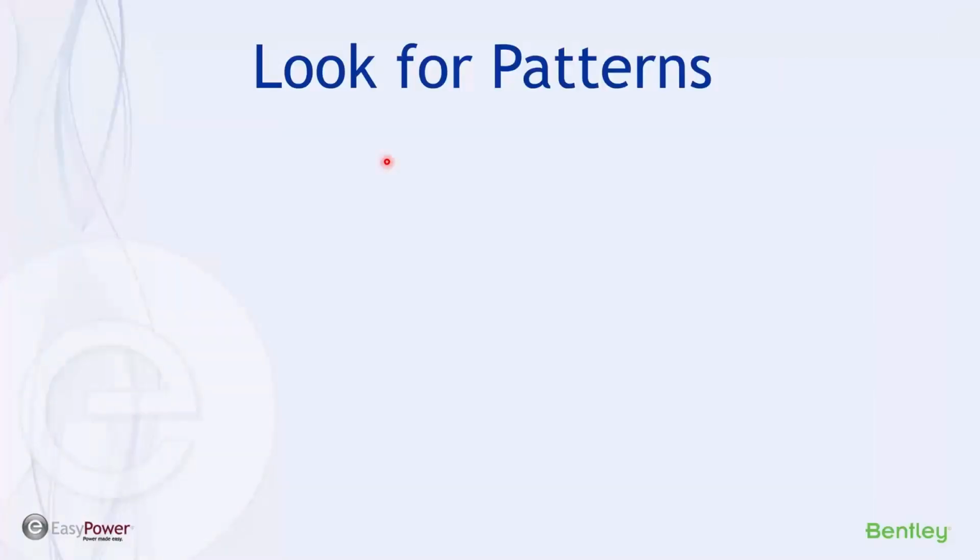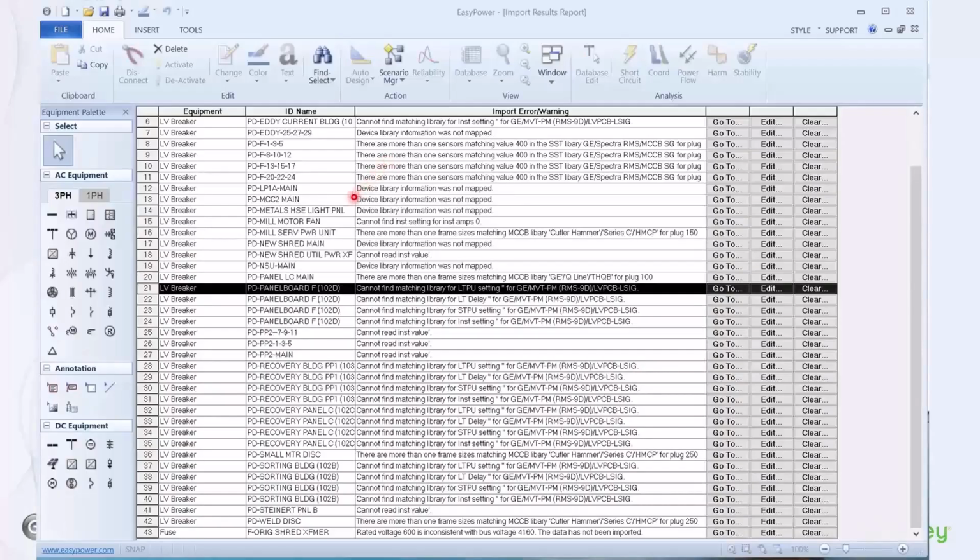So the idea is to look for patterns. For instance, in this particular import, we have a repeating pattern here for this breaker. It's all the same part number, and we can see that we're getting the same errors in each location. So the discussion ends up being whether or not we create a mapping file to handle those errors, or whether we do them manually.